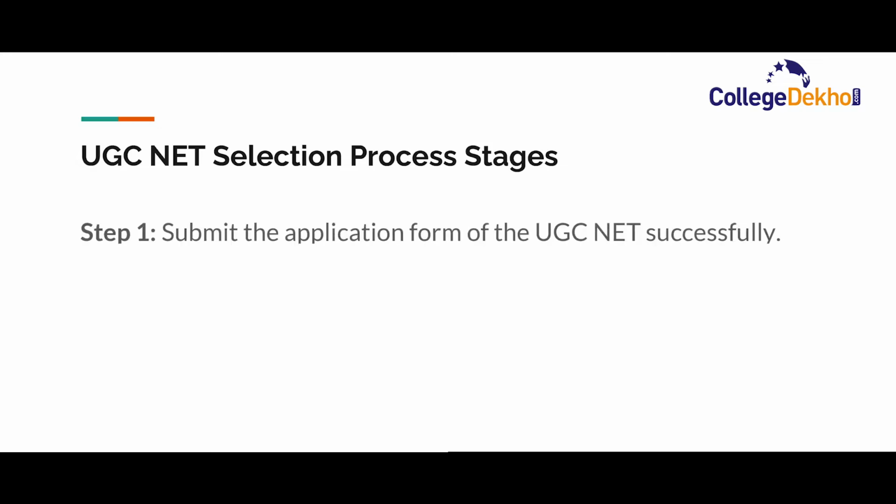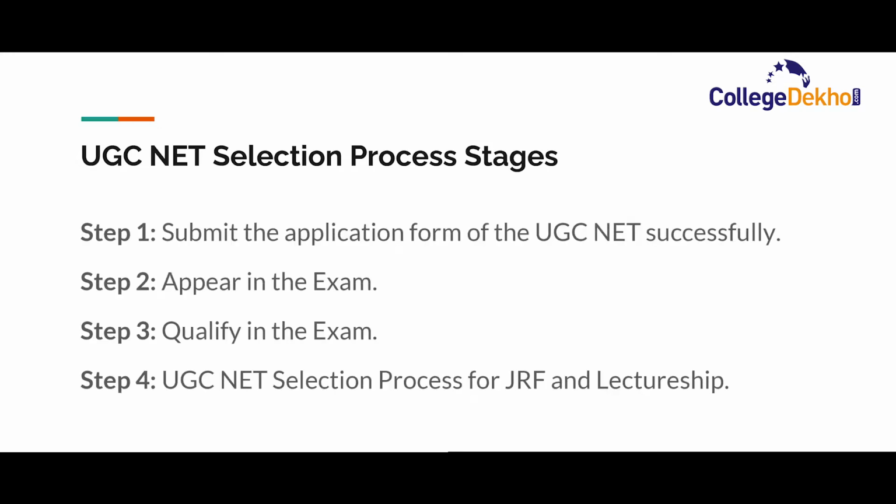Now let us look at what are the different stages included in UGC Net selection process. The stages which are included in UGC Net selection process include: the first stage is to submit the application form. The second stage is to appear in the exam. Third stage is to qualify in the exam. And the fourth stage is to go through the selection process for JRF and lectureship. Now let us understand these stages in detail.